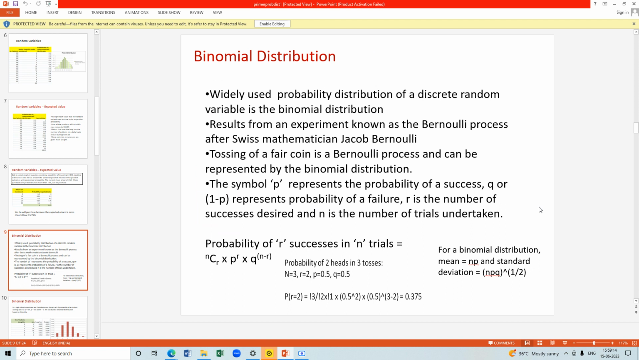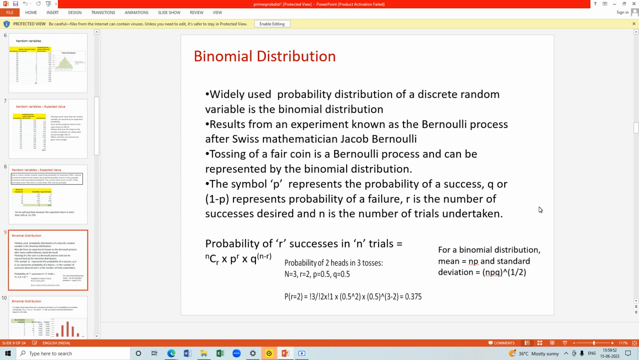Now, a couple of things on binomial distribution from a theoretical standpoint. It's widely used, primarily in the case of data which is discrete in nature. The origin of this is from a Swiss mathematician called Jacob Bernoulli, and the tossing of a fair coin is known as the Bernoulli process. So notationally, there are a couple of symbols. P is the probability of success, Q is that of failure, which is 1 minus P, R is the number of desired successes, and N is the number of trials.